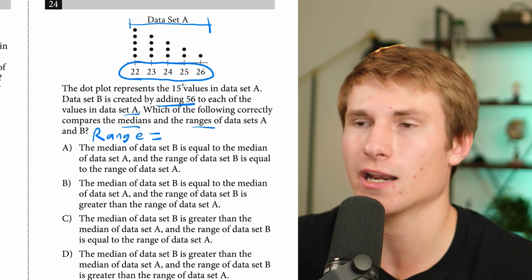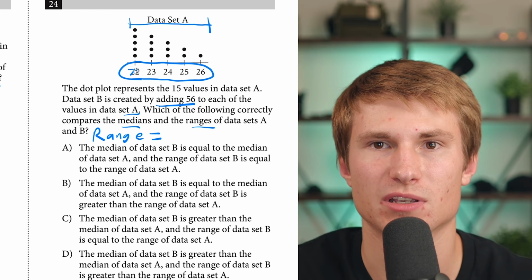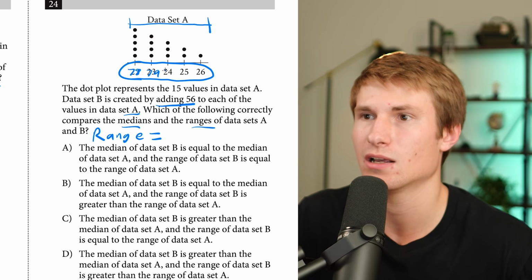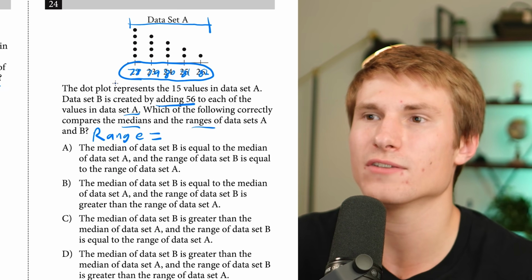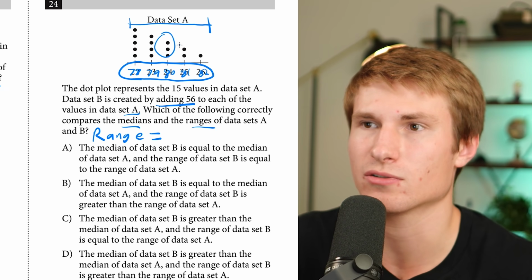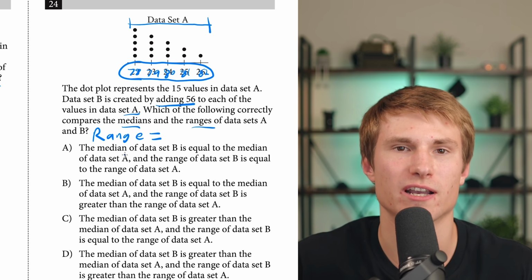Well, obviously, if we're adding 56 to each of these values, they will ultimately change. For example, 22 plus 56 would then become 78, and then we'd have 79. And then right here, we would have 80, 81, and 82. So ultimately, our median is going to increase significantly. Okay, so our median will increase, but our range will stay the same.